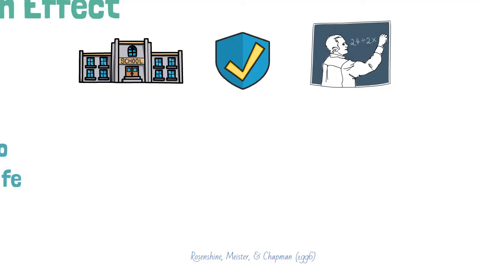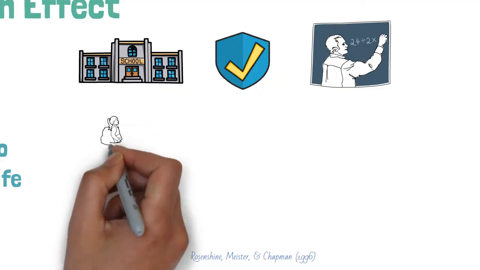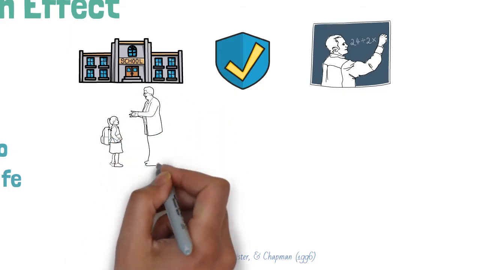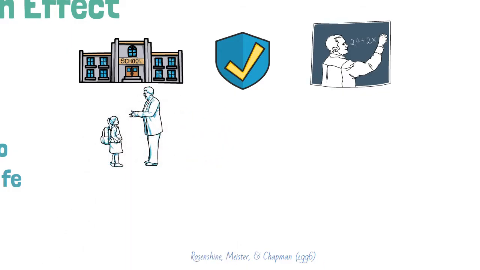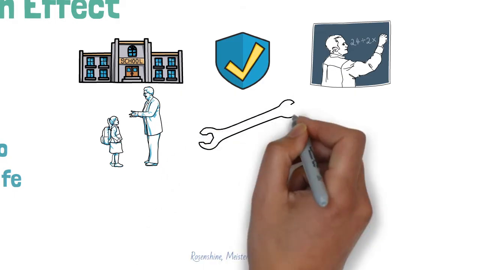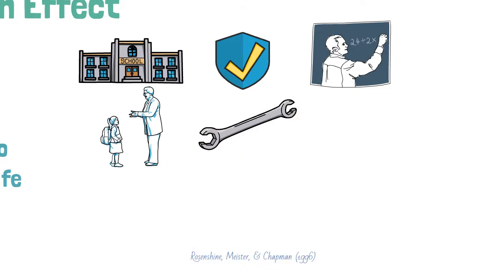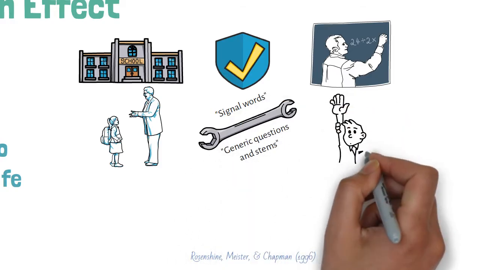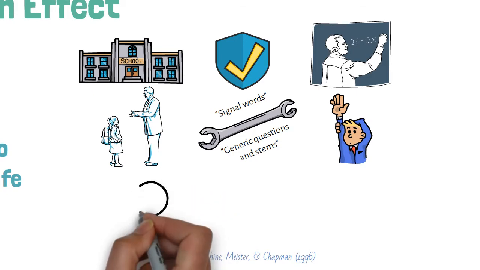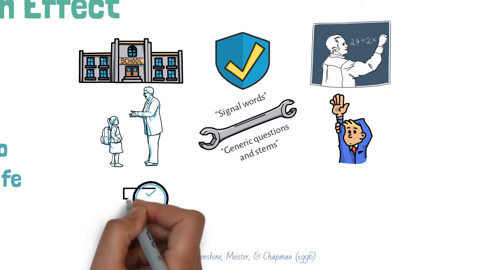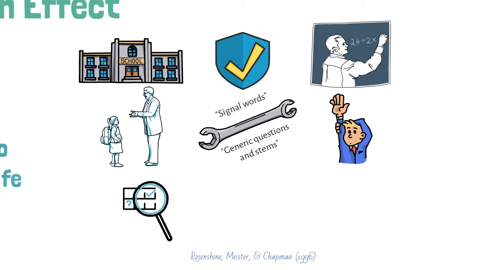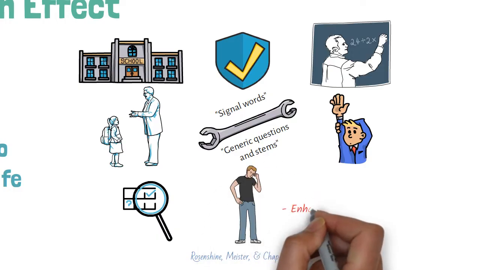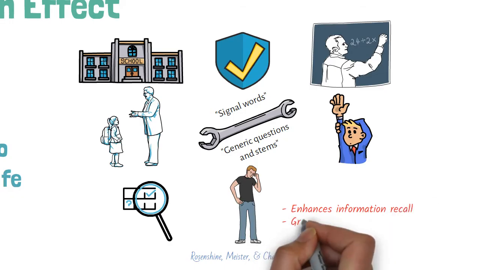Therefore, there is a need to teach learners how to use the generation effect while generating questions and answers when revising material. Teachers can provide instructions and model how to generate questions. Signal words and generic questions in stems were found to be the most useful tools to prompt question generation. Generating questions requires students to examine and evaluate learning content, resulting in deeper processing of learning material. Engagement in these active processes enhances information recall, resulting in greater knowledge retention.